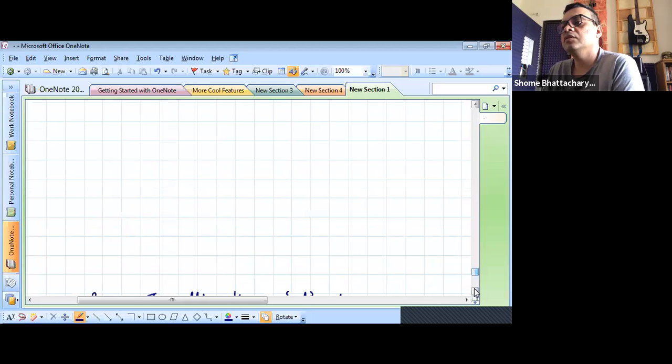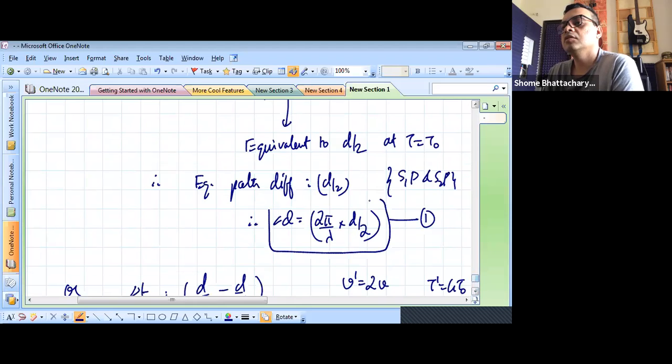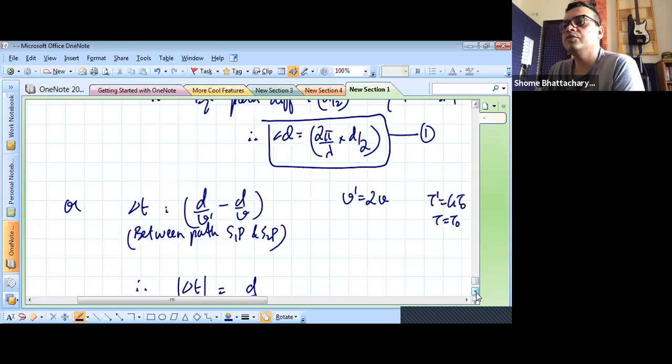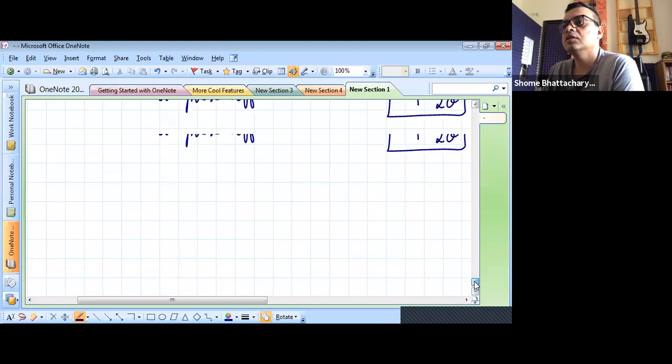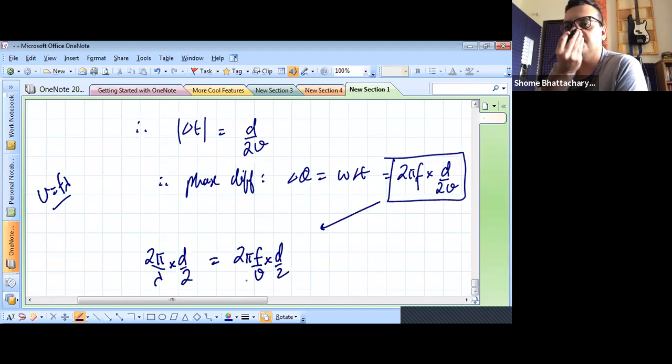You'll see that this and this are one and the same thing, the equation we have written earlier, because v is equal to f lambda. So whether you express it in terms of time difference or in terms of path difference, it's one and the same thing. Okay. So 2 pi by lambda into d by 2 is the same thing as 2 pi f by v into d by 2, because v is equal to f lambda. Okay. So 1 by lambda is the same thing as f by v.